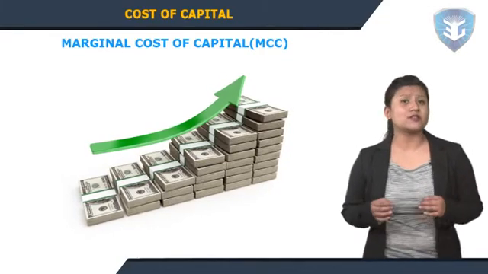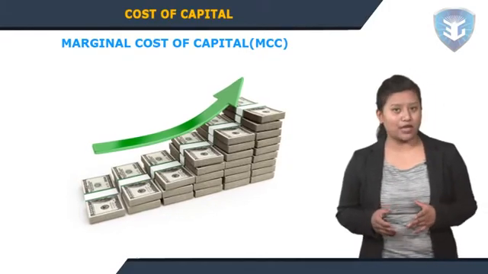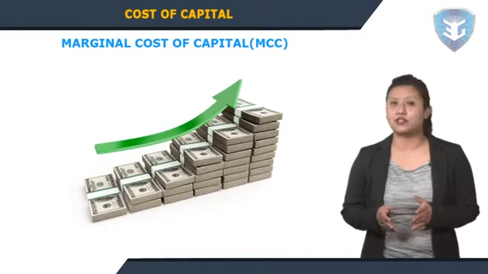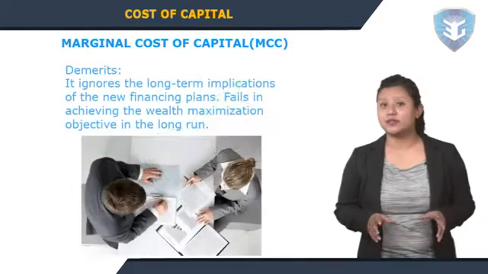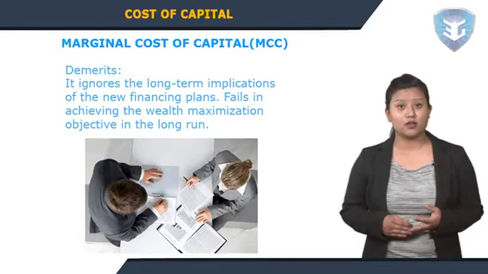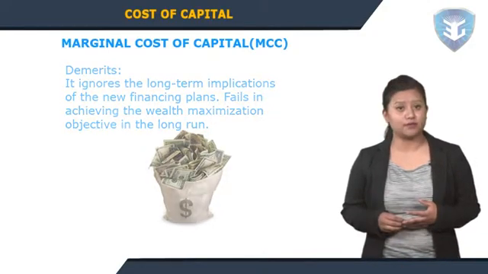Now, the question is how to calculate the marginal cost of capital. For calculating the marginal cost of capital, we see both our current cost of capital and the risk level. We have to give a high cost of capital if we use this money for a risky project. The demerits: it ignores the long-term implications of the new financing plans. It fails in achieving the wealth maximization objective in the long run.